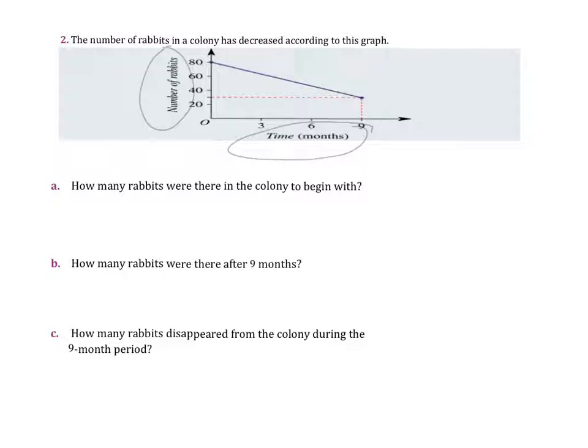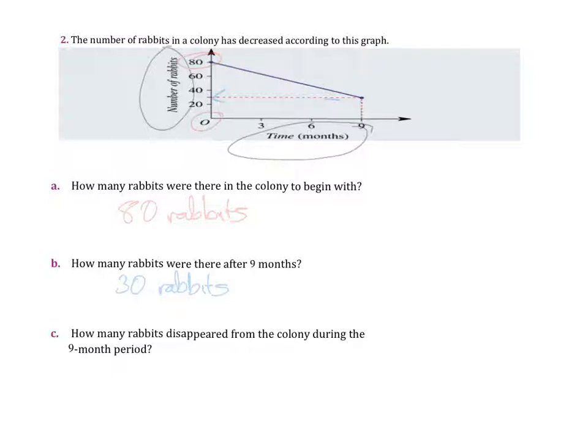Part A says, how many rabbits were there in the colony to begin with? Well, to begin with is when t is equal to 0. So we're looking at this value on our graph. So therefore there were 80 rabbits. All right, part B says, how many rabbits were there after 9 months? After 9 months, you can see the dotted line there and going across to there. And so we read that off and we get 30 rabbits.